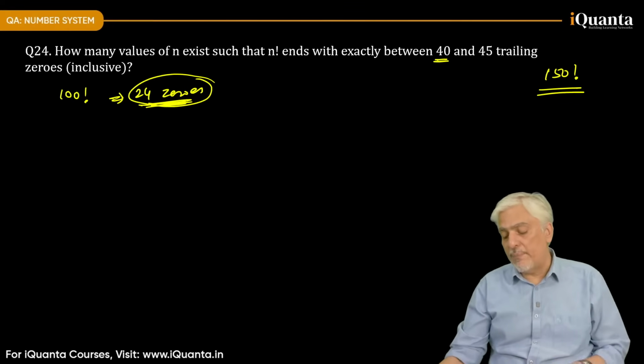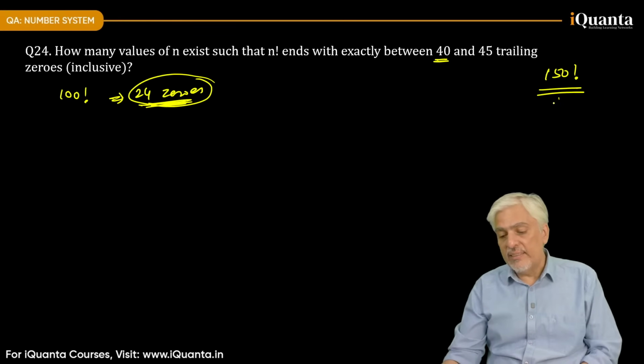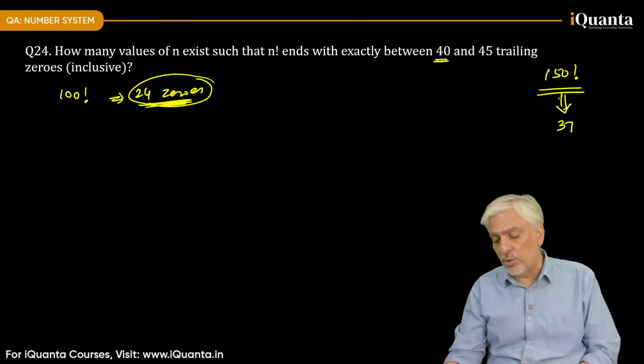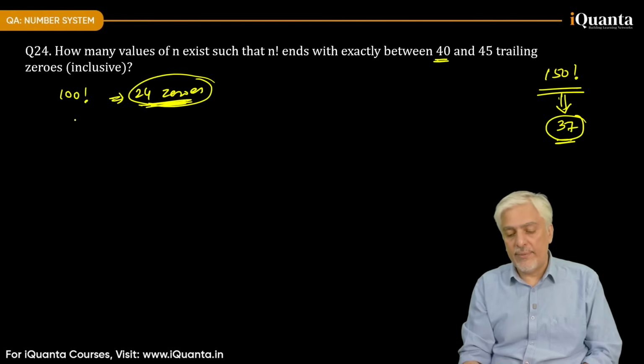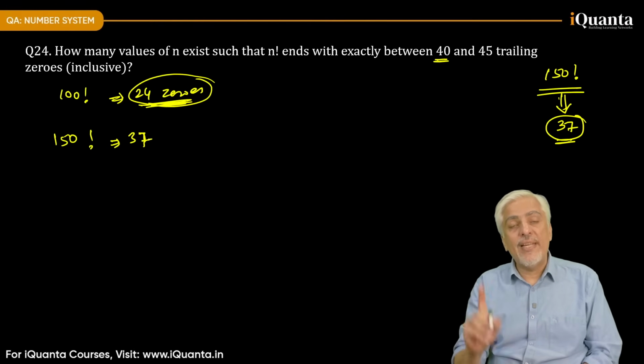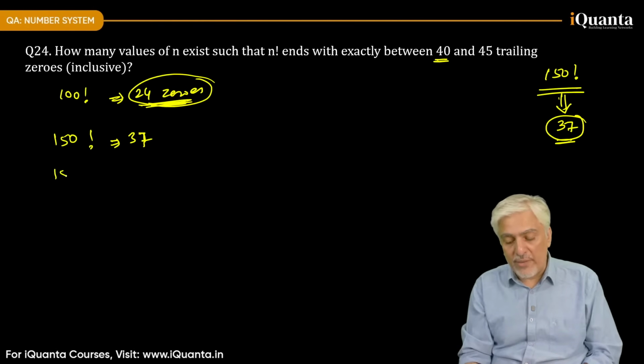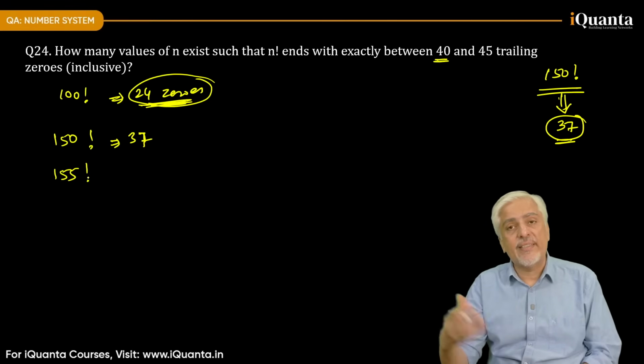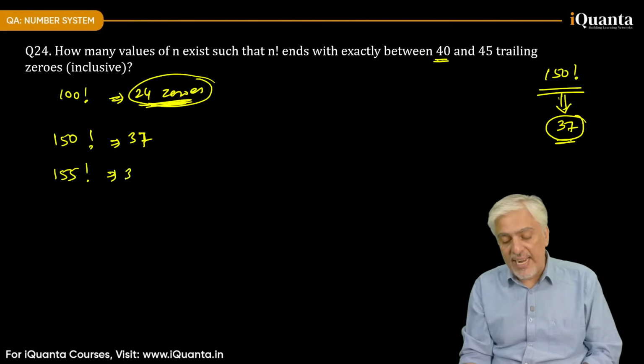Okay, 150 somebody has tried and told me the right answer. Somebody else has said wrong also. 150 has got 37 zeros. तो ये भी नहीं चाहिए. Now listen everybody. 150 factorial has 37 zeros. Stop solving and pay attention. Which means 155, the next 5 जब आता है, तो it will have 38 zeros.